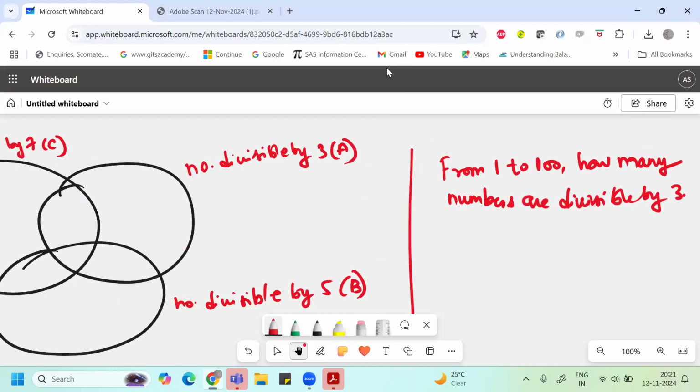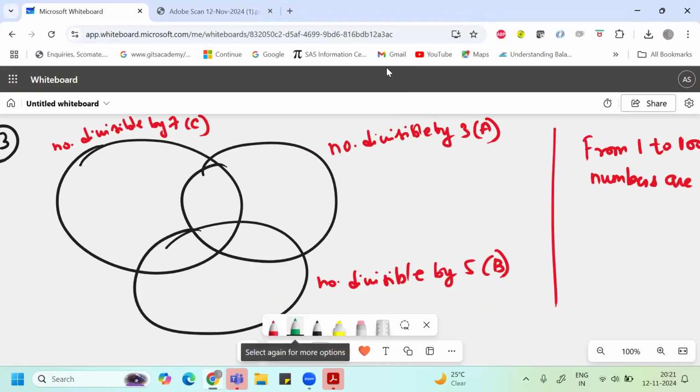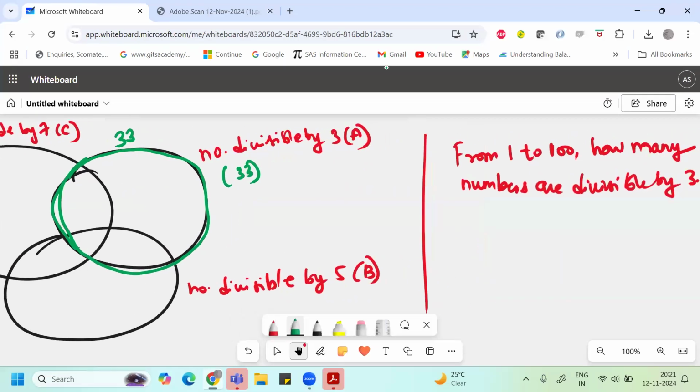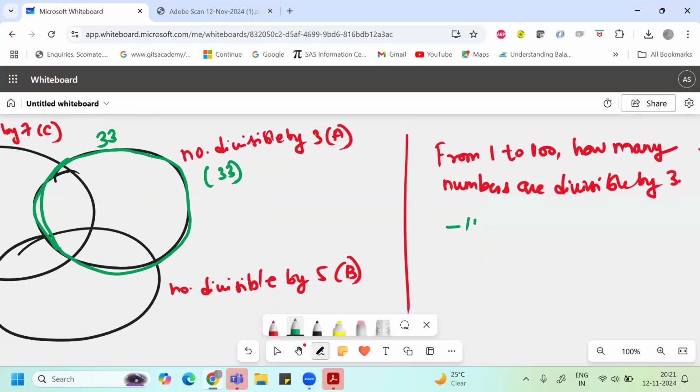So from 1 to 100, how many numbers are divisible by 3? The answer is 33, so here I'm writing 33. This set what you're seeing, guys, this is 33. Then can I do the same for 5? I'm now writing fast. How many numbers would be divisible by 5? Zaiba, do it the same way I did for 3. For that, 100 divided by 5, so you'll get the answer 20.